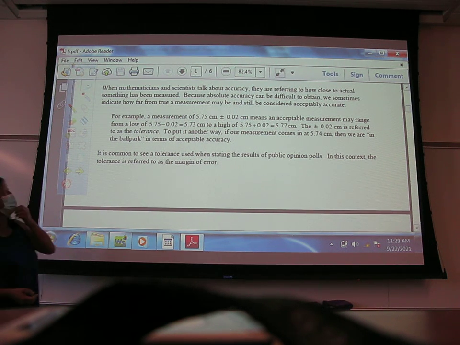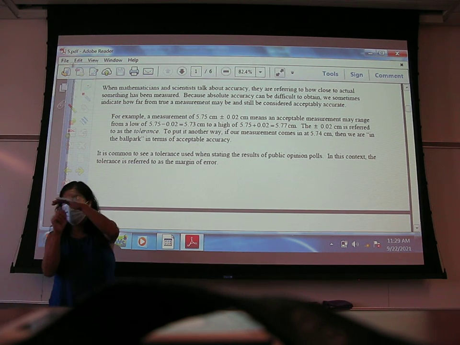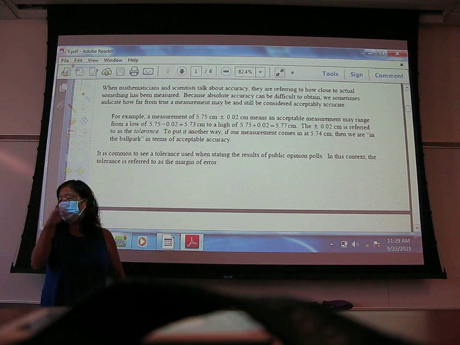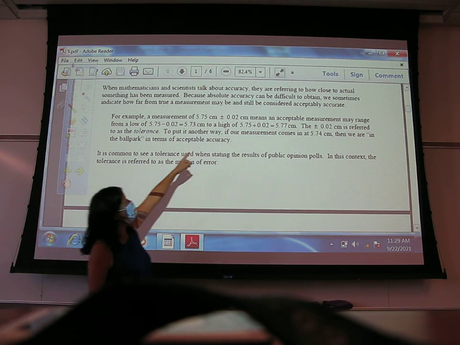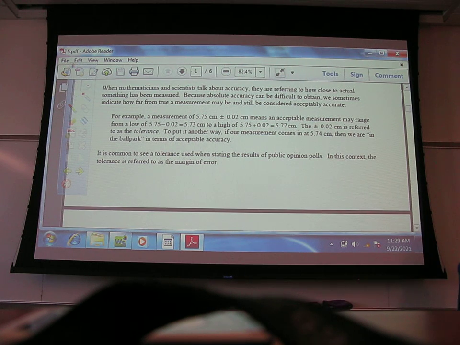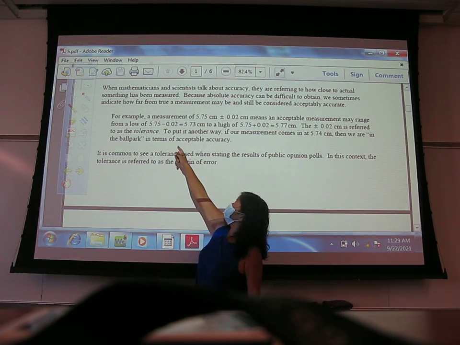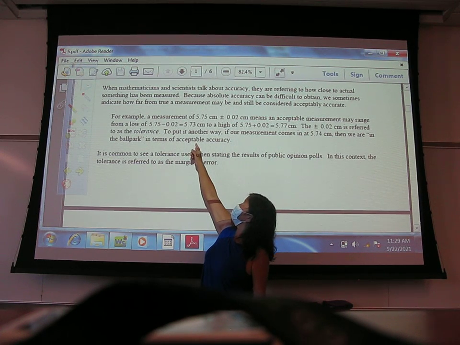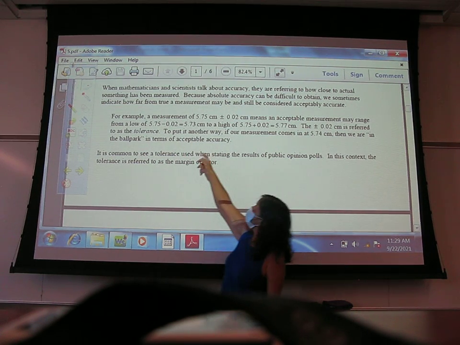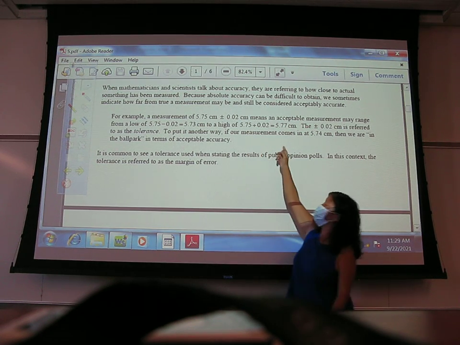So for example, a measurement of 5.75 centimeters has this little plus or minus. Right, that means give or take 0.02 centimeters, meaning the acceptable measurement may range from 5.75 minus 0.02, right, 5.73, to 5.75 plus 0.02, so 5.77.